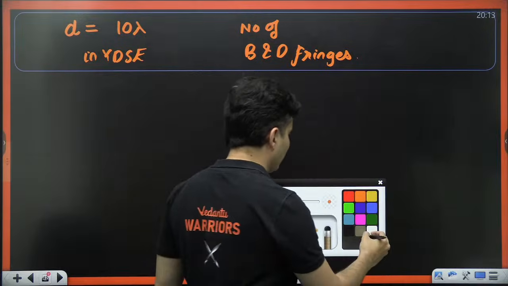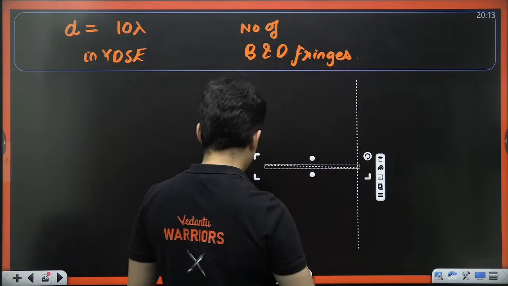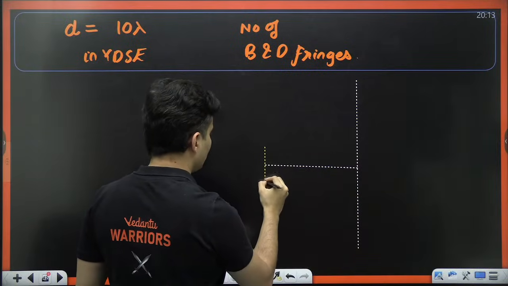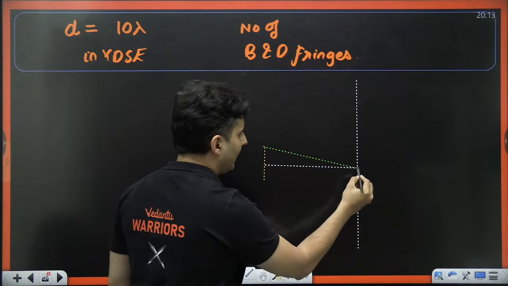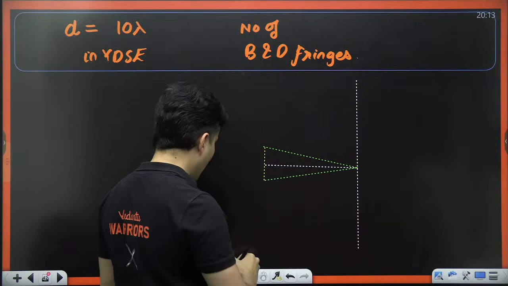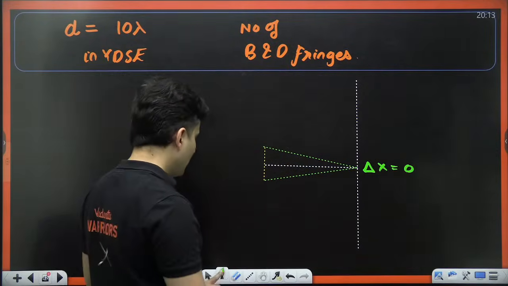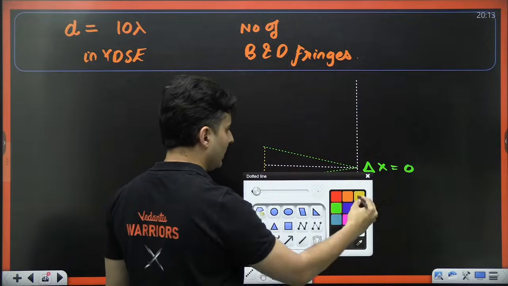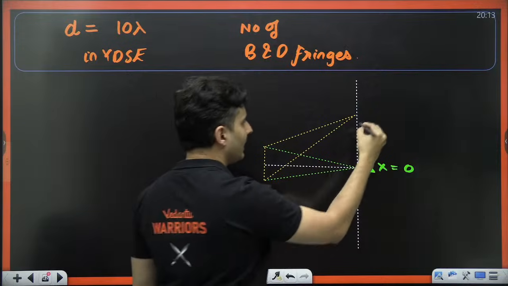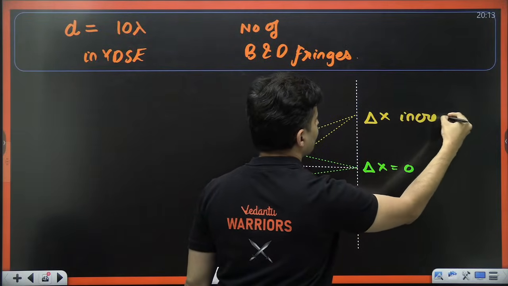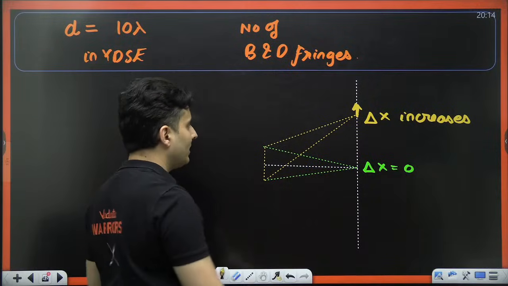How do we solve this? Observe carefully. First of all, this is our screen. Our 2 slits are here, somewhere like this. Now, imagine you are at the origin. If you are at the origin, then your path difference is basically 0. As you slowly start going away from the origin, you will see that the value of delta x increases, because one length is more than the other length.